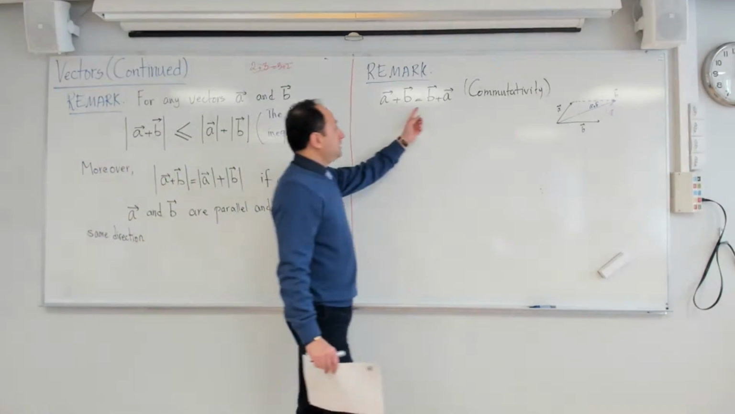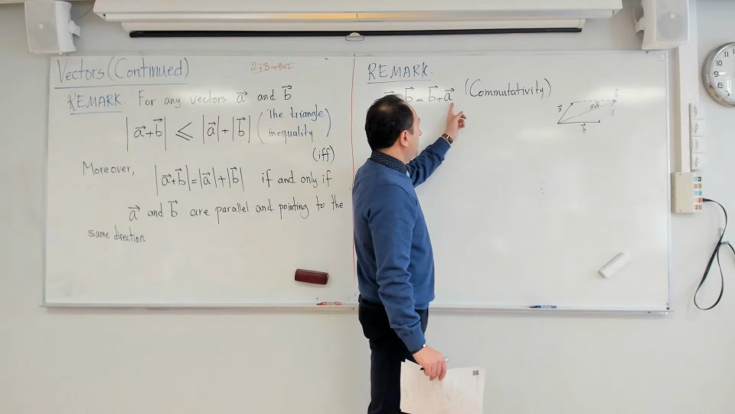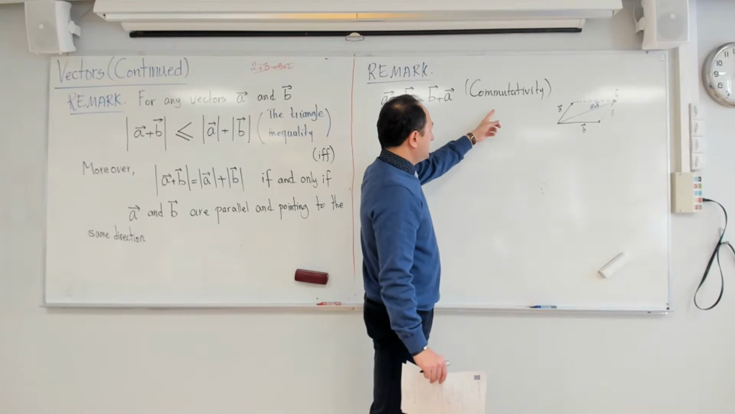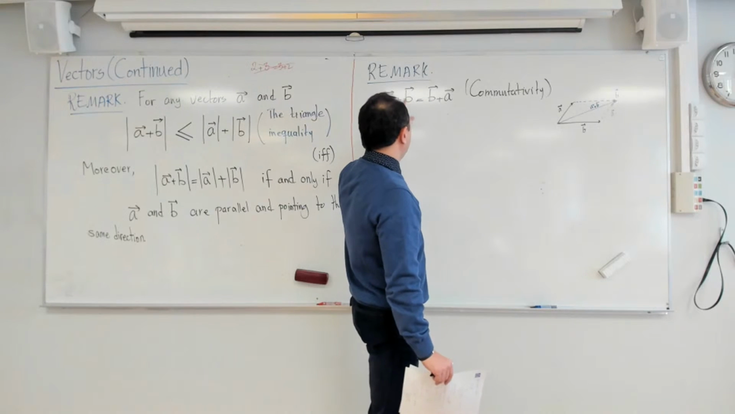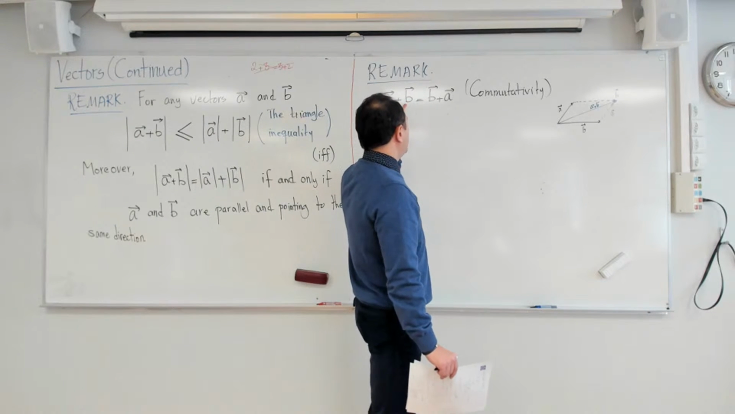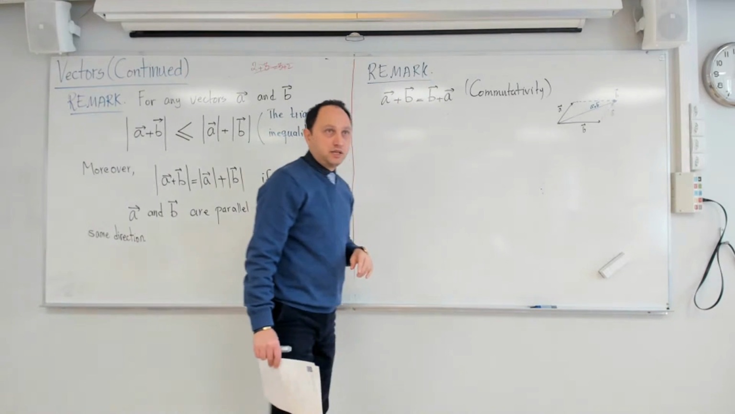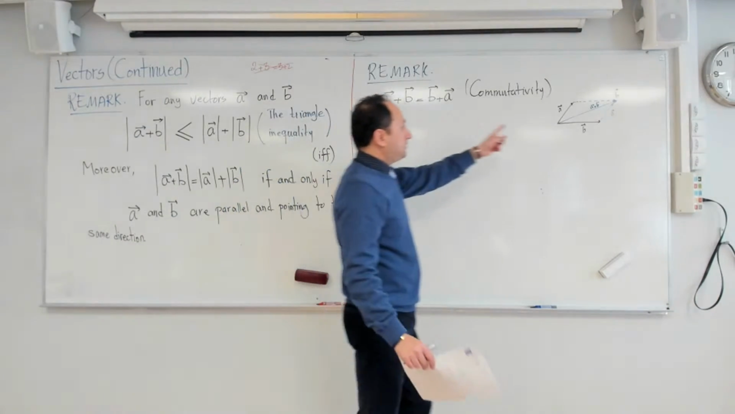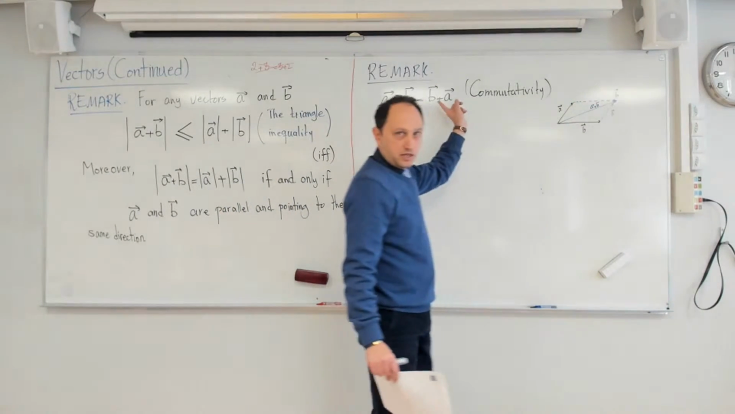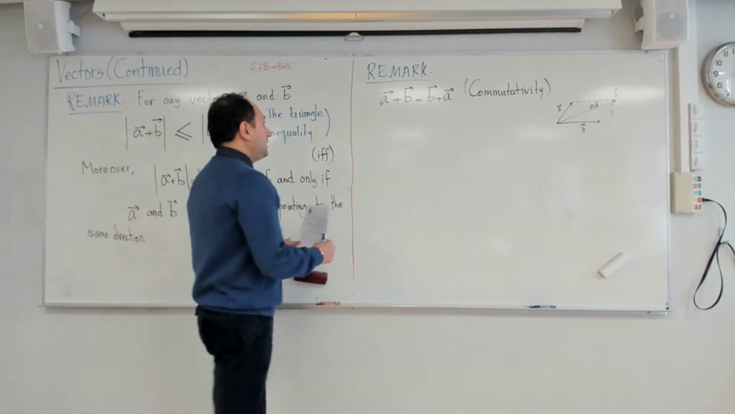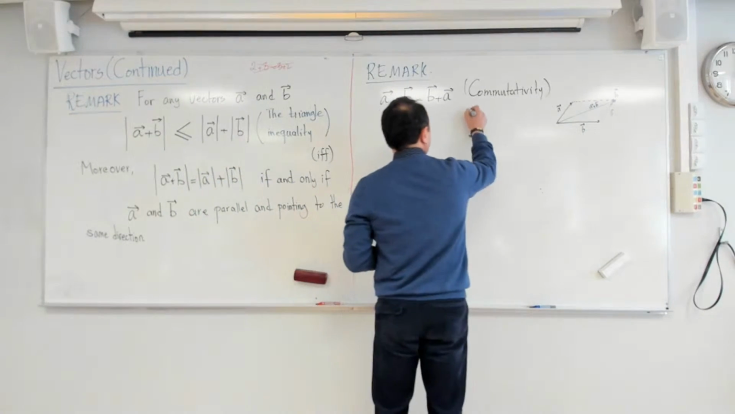So A plus B is equal to B plus A. It's called commutativity. It means that if I commute these, if I interchange these two, the result is the same. This is some kind of a motivation why this is the case. Another one is associativity.